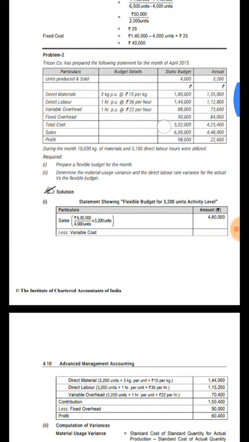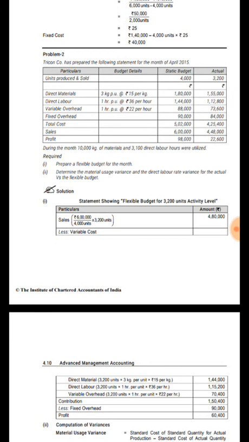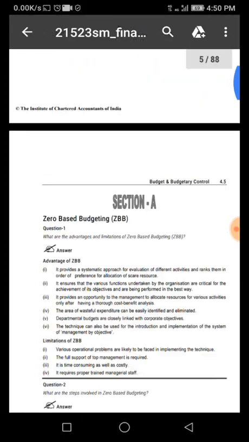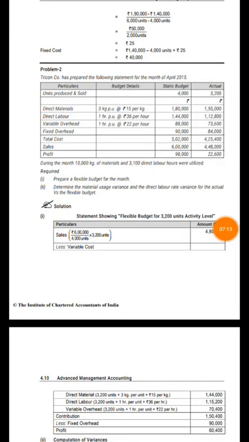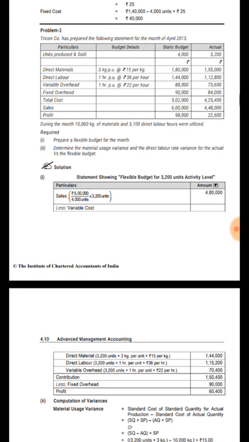So see, this static budget, whatever figures are there, we will keep as the base, and then compare with how much we have actually produced. For example, the static budget says produce and sell 4,000 units, but actually it is 3,200. So if we had budgeted for 3,200 units, what would my profit have been? That's what we are going to do with this.